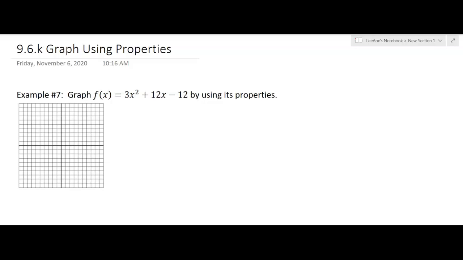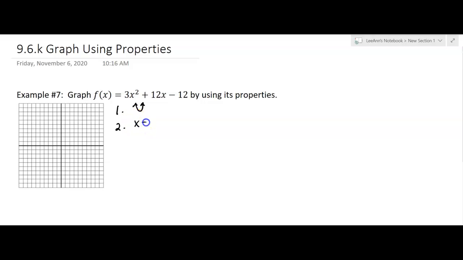So we have another quadratic function to graph, so we're going to go through those steps, and we'll see how it looks. Okay, so step 1: is A positive or negative? It's positive, and so it's going to be upward. Step 2, got to find the axis of symmetry.